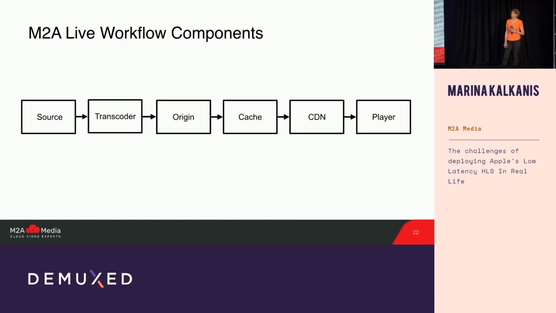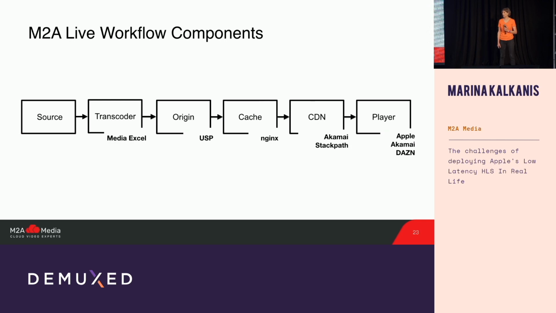Right, so how do we fit it into our workflow? We've got a very standard workflow, nothing surprising here. Just to give you a bit of an idea of what we do, we use MediaXL for transcoder in this case, Unified Streaming for origin, Nginx is the cache. In this instance for low latency HLS, we've tested with Akamai and StackPath. And then finally for the player, we're using the Apple beta players.